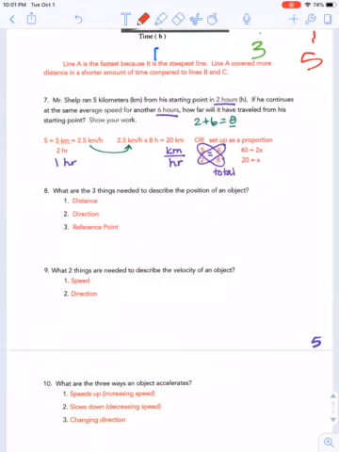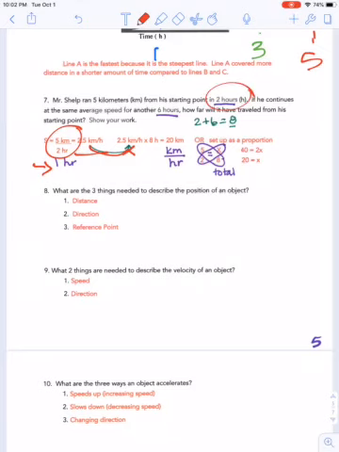All right. Mr. Shelp ran 5 kilometers from his starting point in 2 hours. If he continues at the same average speed for another 6 hours, how far will he have traveled from his starting point? Show your work. All right. Super important here is to figure out what he does in 1 hour. So we're trying to find out how fast he can run. 5 kilometers in 2 hours. Divide that out because we need to figure out what it is per 1 hour. 2.5 kilometers per hour. That's how fast Mr. Shelp was running.